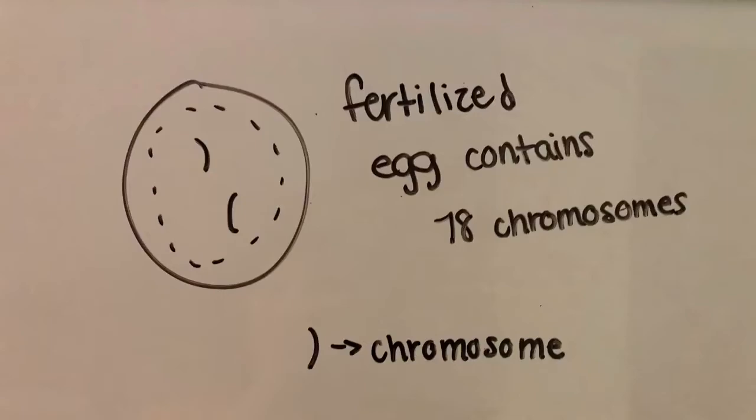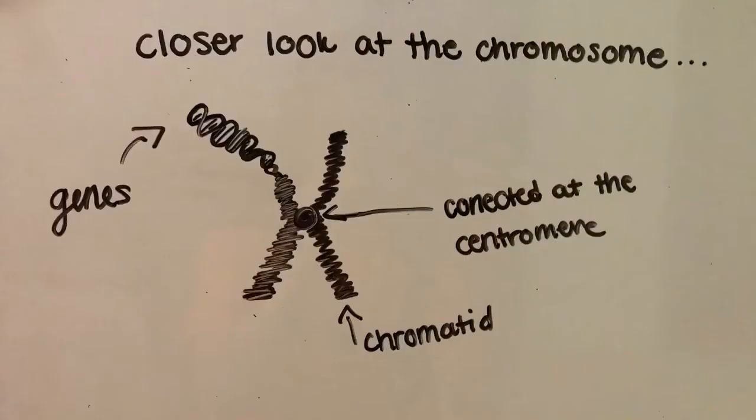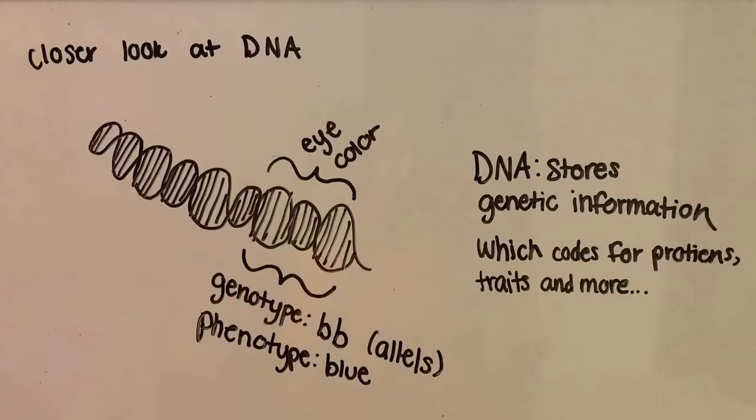You may be a little bit confused with the words chromosome or other words that we may say throughout this video, so let's take a look at the chromosome. Chromosomes are condensed versions of genes. Chromosomes consist of 2 chromatids connected at a centromere. So now let's take a closer look at genes.